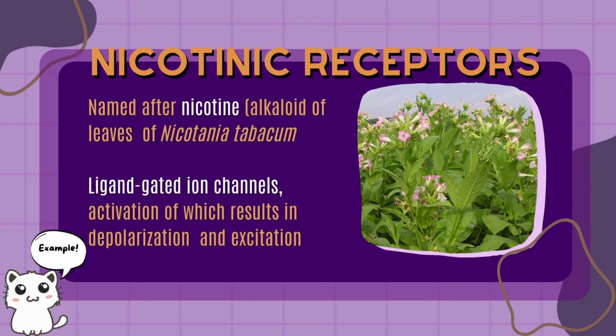Now, the second type of cholinergic receptors is the nicotinic receptors. They are named after nicotine, an alkaloid of the leaves of Nicotiana tabacum. Unlike muscarinic receptors, nicotinic receptors do not respond to muscarinic stimulation, but selectively bind to nicotinic receptors instead. They are ligand-gated ion channels, activation of which results in depolarization and excitation. It is a channel protein that, upon binding by acetylcholine, opens to allow diffusion of cations.